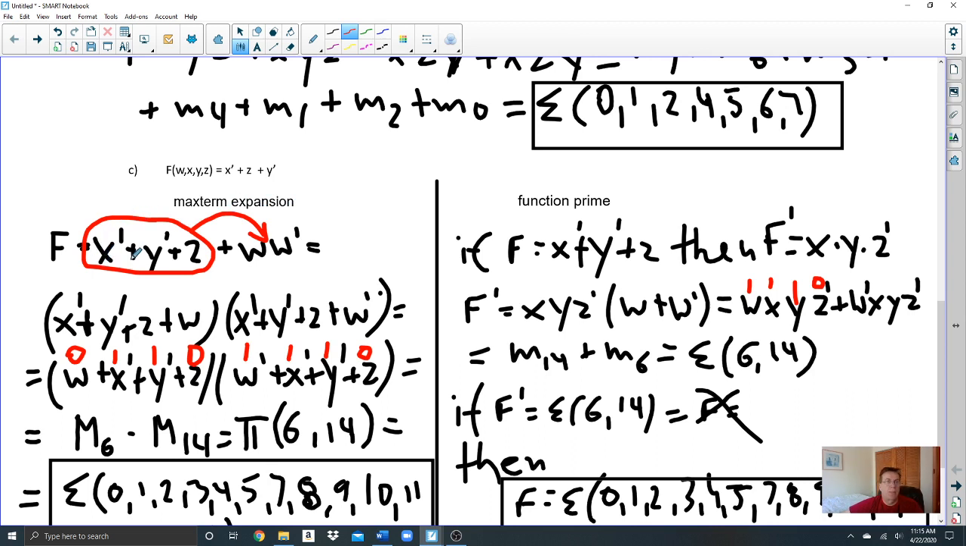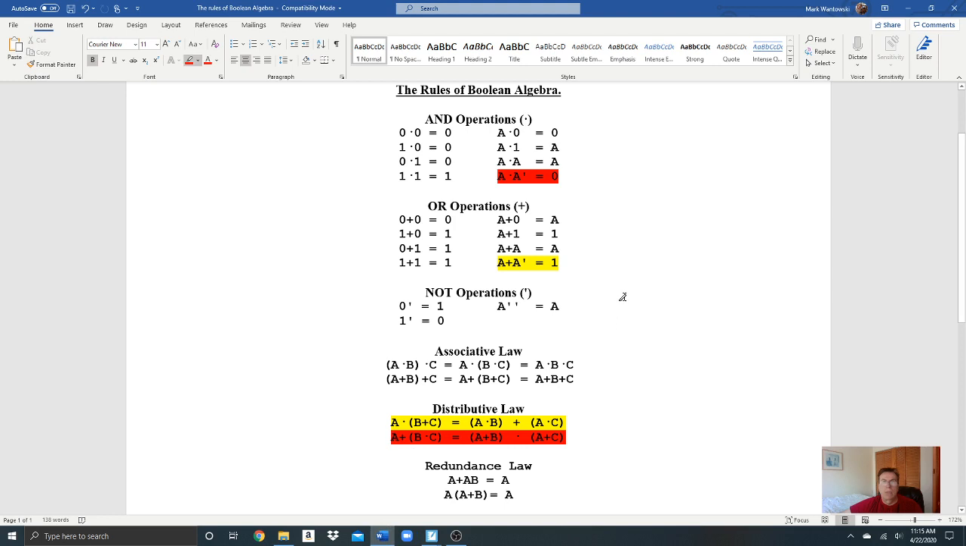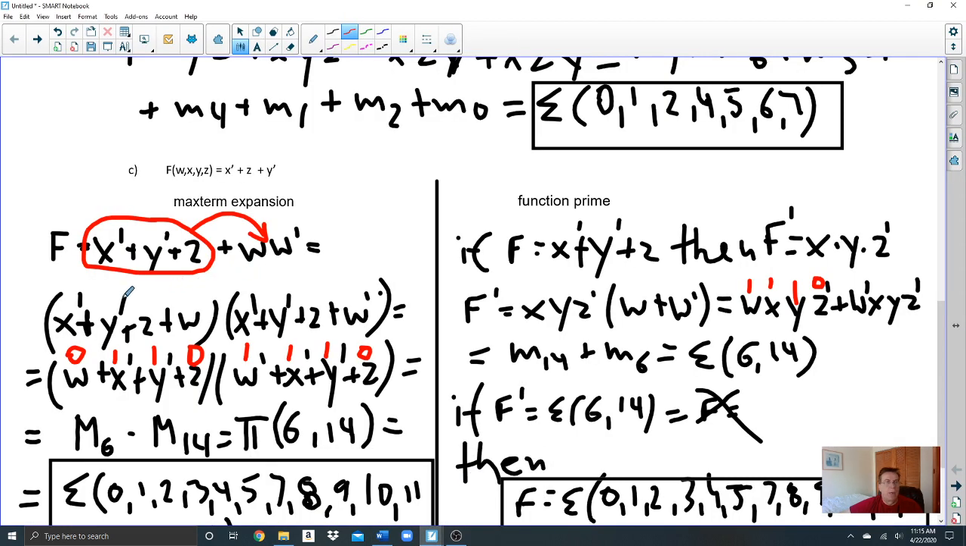So function of x prime plus y prime plus z, I'm going to add 0 to this function. I'm going to add 0 in the form of w times w prime. According to Boolean rules, we can do it because a times a prime is 0. That means variable times its prime is equal to 0. And I'm also going to use the distributive law for maxterm expansion. Okay, so let's go back to our example.